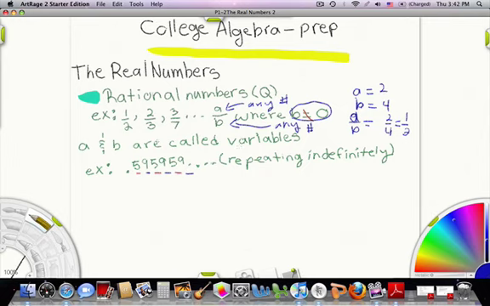Another example of a rational number is a repeating decimal: 0.595959, and it'll just keep repeating 59 forever. So these are the two examples of a rational number. A rational number can take the form of a over b, or it could take the form of a repeating decimal. Those are the two forms of a rational number. So let's move on.